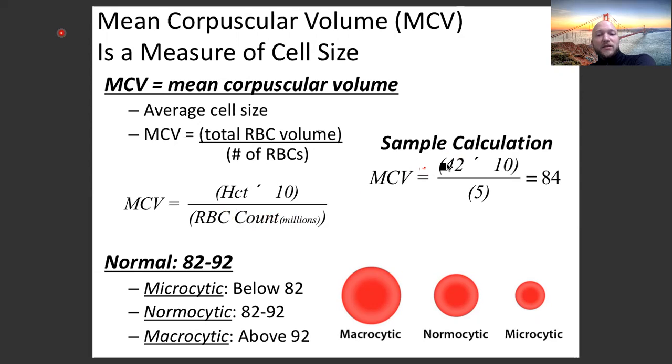Sample calculation: 42 is an average hematocrit. 5 million is an average red blood cell count. So 42 times 10 divided by 5 is going to be 84. Normal range, 82 to 92. 84 is right in the normal range.